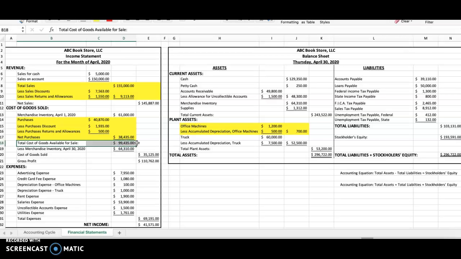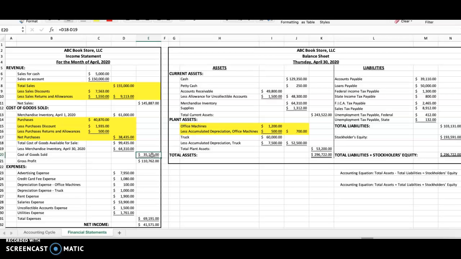So that's what we could have sold. But we didn't sell everything. We took an inventory at the end of the accounting period. So, less merchandise inventory on April 30th. At the end of the accounting period, we had some left over, and that's still on our shelves. We haven't sold that yet. We have $64,000, a little more than that, available for sale. It's still on our shelves. We subtract that from the $99,435, and that will give us the cost of goods sold.